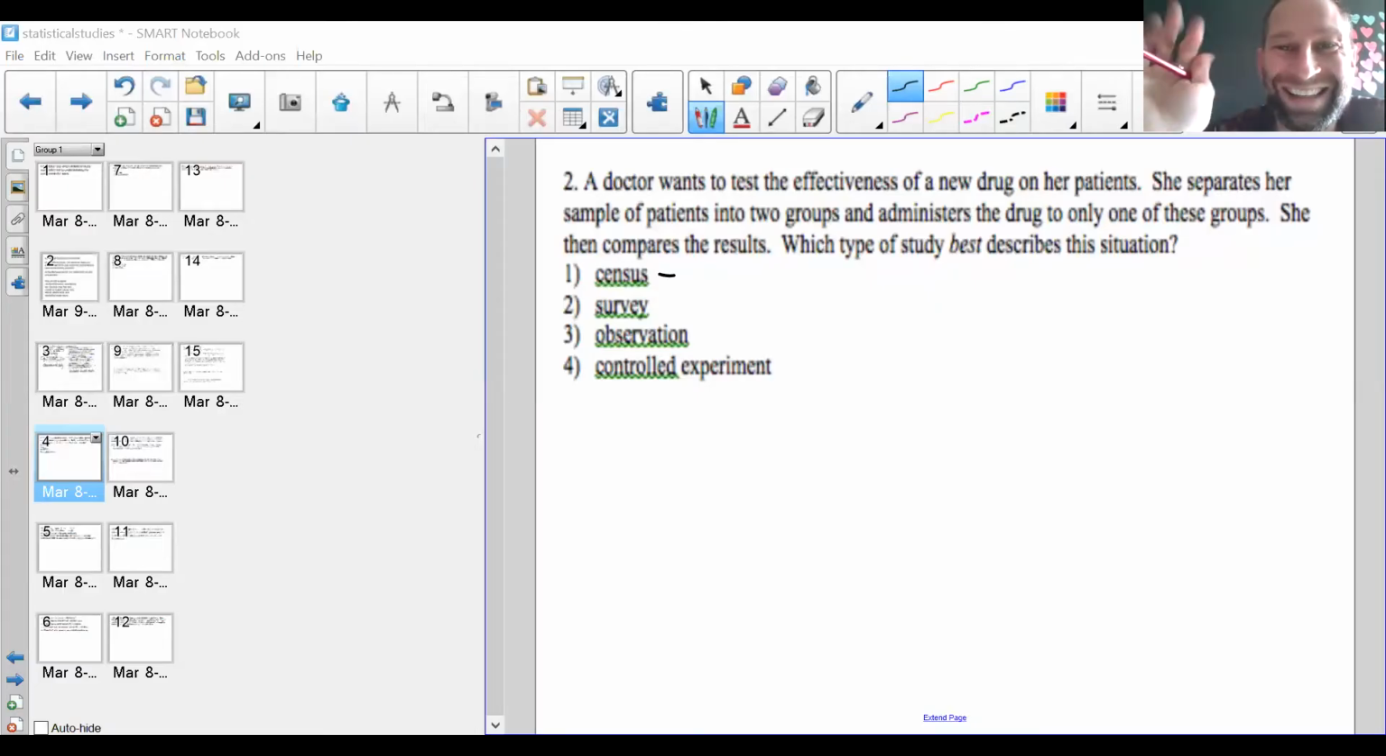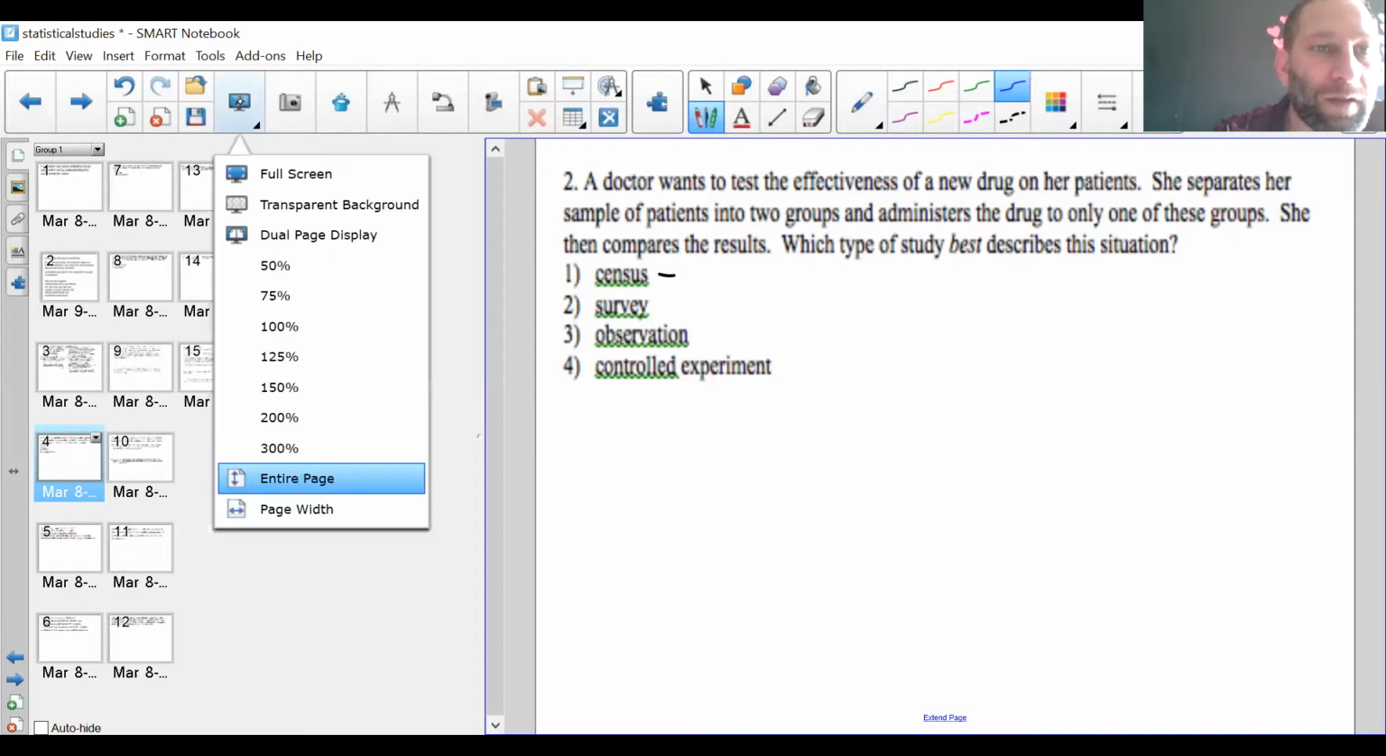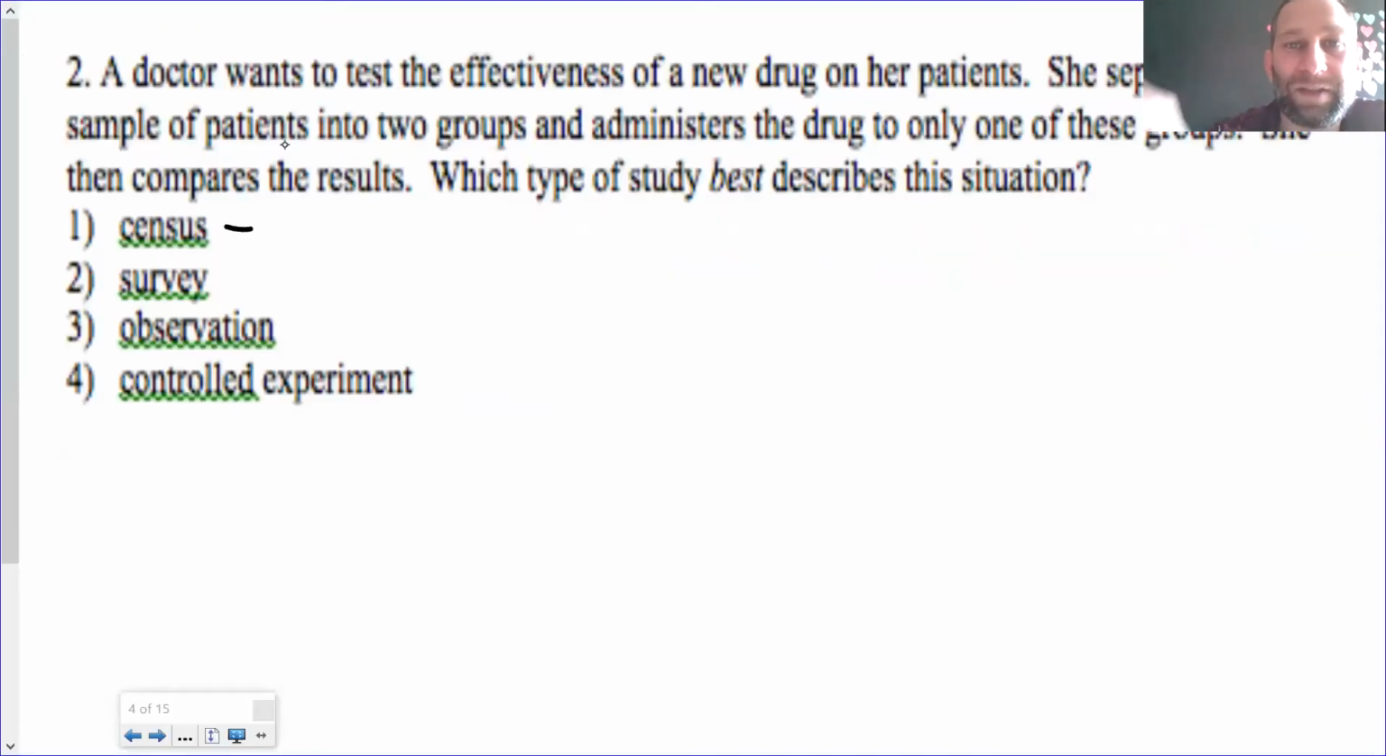So a doctor wants to test the effectiveness of a new drug on her patients. She separates her sample patients into two groups and administers the drug to only one of these groups. She then compares the results. What type of study did this doctor do? Well, she separated her patients. She administered the drug. She applied a treatment to one of the groups. She did a controlled experiment.